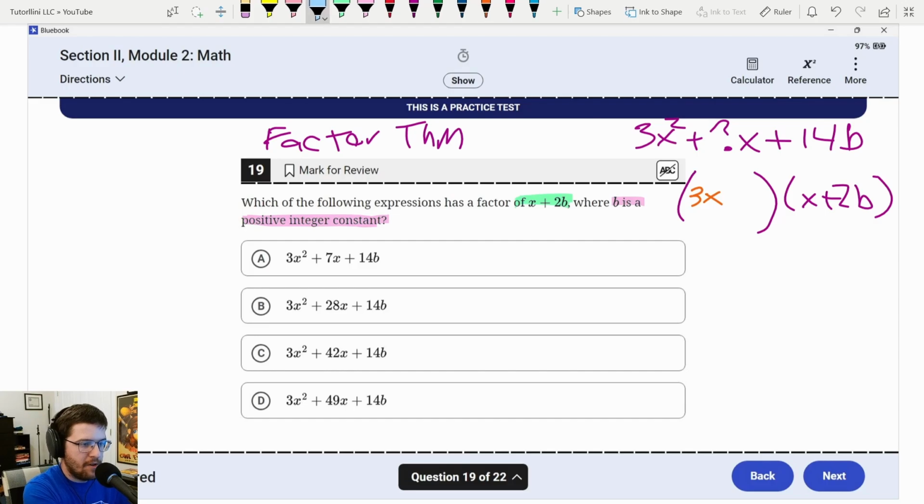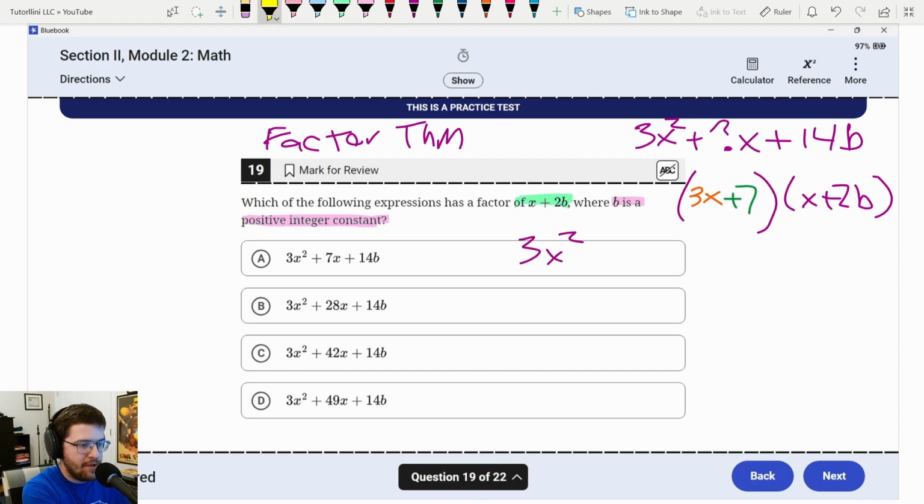Now, the constant term, this part here, is determined by multiplying the two last terms. So this one times this one. So the question is, what times 2b gives me 14b? Well, 14b divided by 2b is 7. So I can put a plus 7 there. And now I have both of the factors. And all I had to do was think about how the distribution plays out. So we can now expand this by foiling. And we get 3x times x, that's 3x squared, as we were talking about.